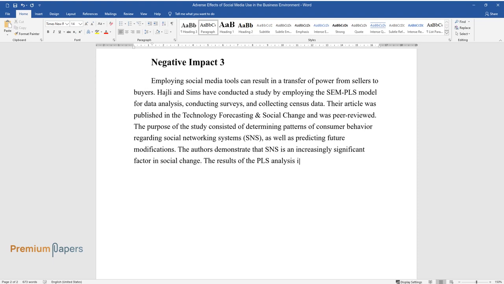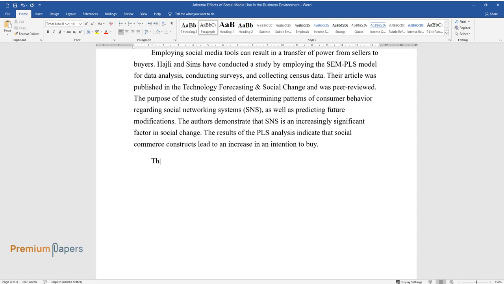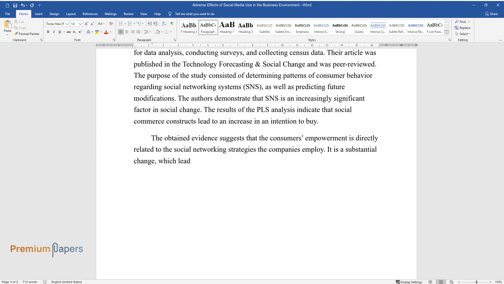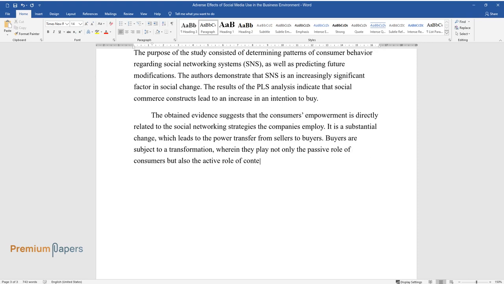The results of the PLS analysis indicate that social commerce constructs lead to an increase in an intention to buy. The obtained evidence suggests that the consumer's empowerment is directly related to the social networking strategies the companies employ. It is a substantial change, which leads to the power transfer from sellers to buyers. Buyers are subject to a transformation, wherein they play not only the passive role of consumers but also the active role of content generators.